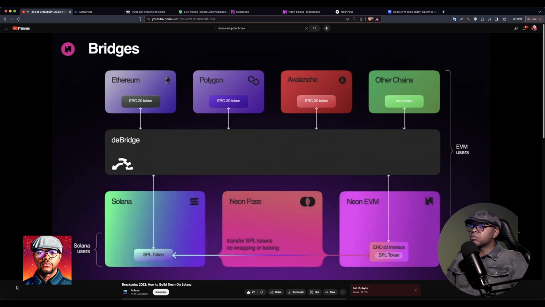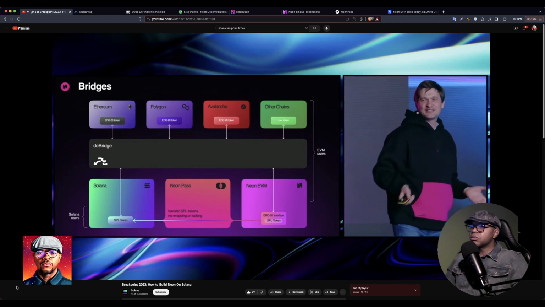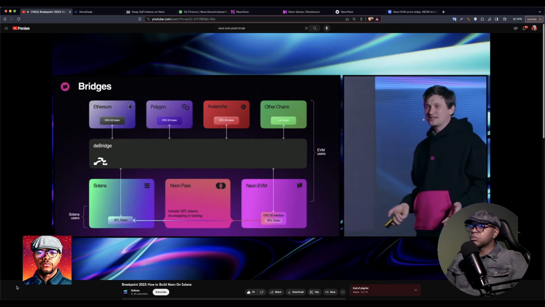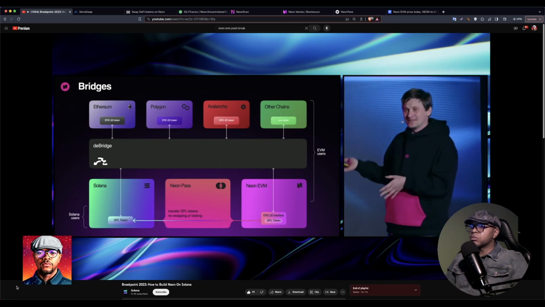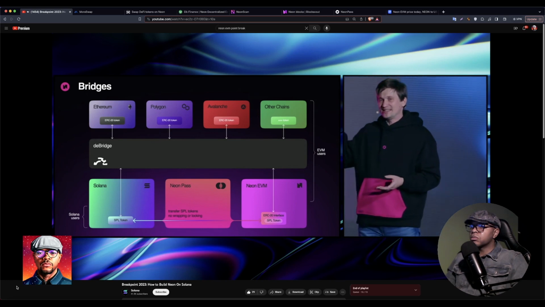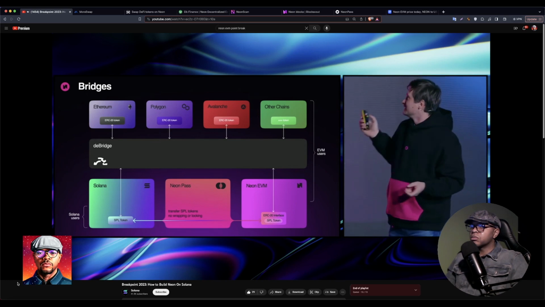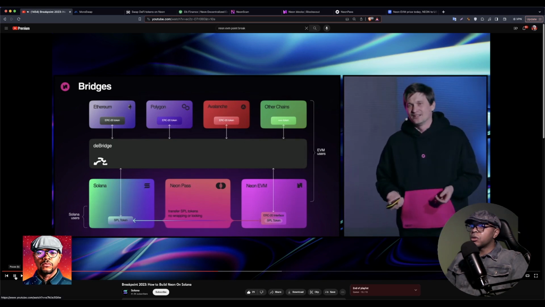Let's talk about our next plans. And I'm happy to announce today that Neon EVM signed a partnership with deBridge. With this partnership, Neon EVM will be connected to other EVM chains, like Ethereum, Polygon, Avalanche, and others.